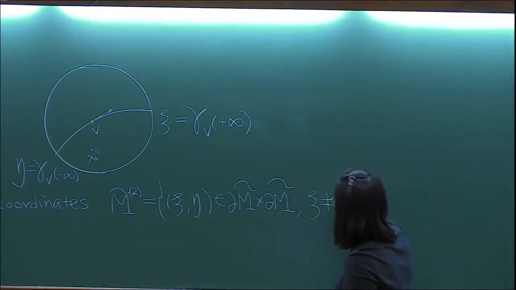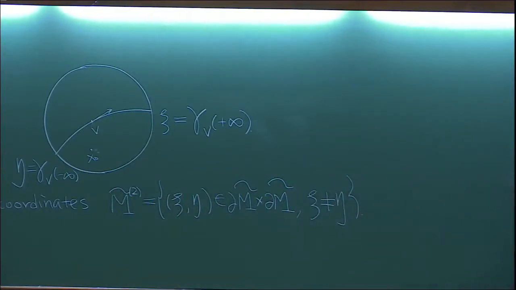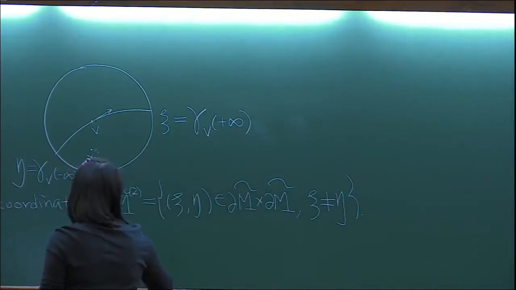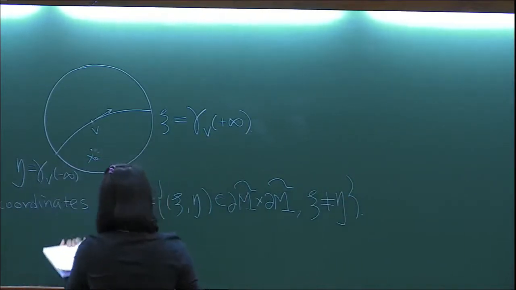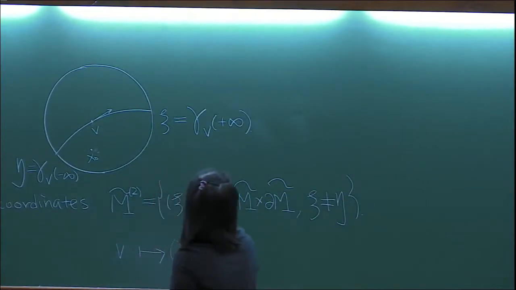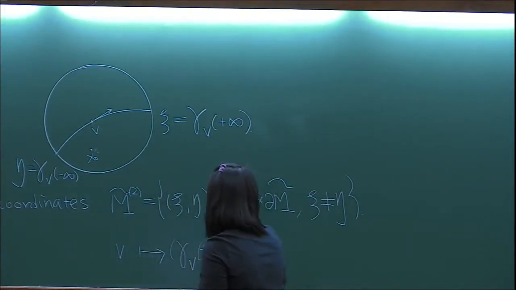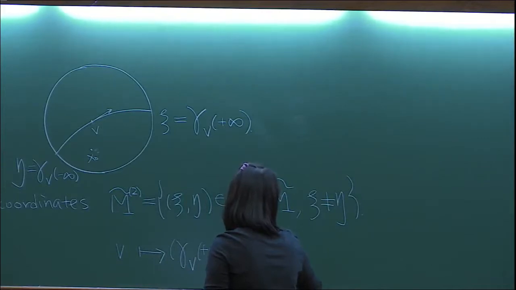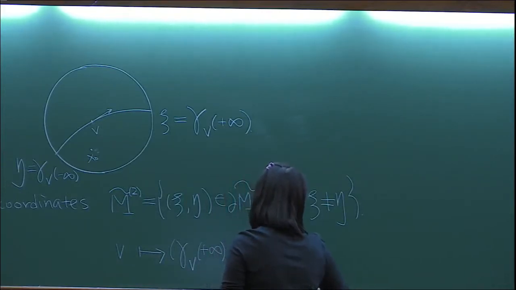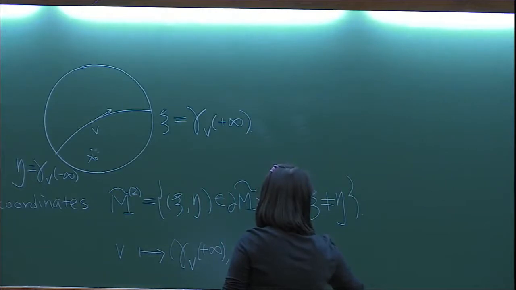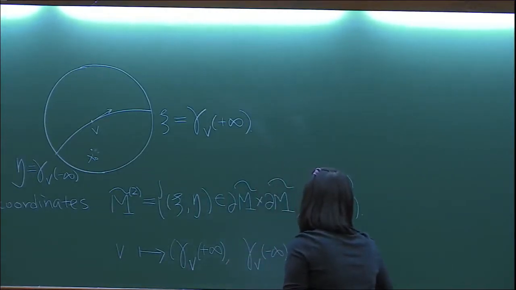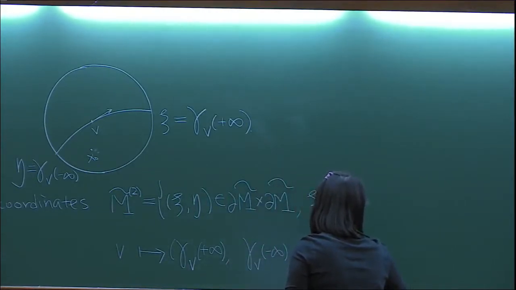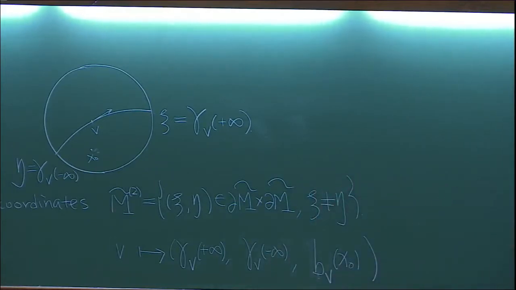But these two are not the same, right? Okay, they are not the same. And your coordinates is like you have V, you go to this geodesic, this is plus infinity, and this is V minus infinity, and this is the Busemann function. You evaluate the value at reference point x. So this is the Hopf coordinates, okay?